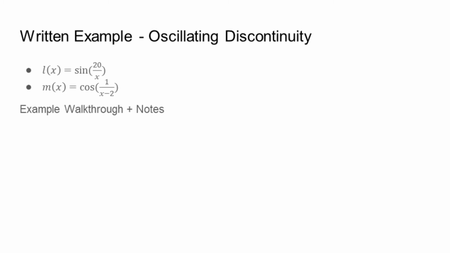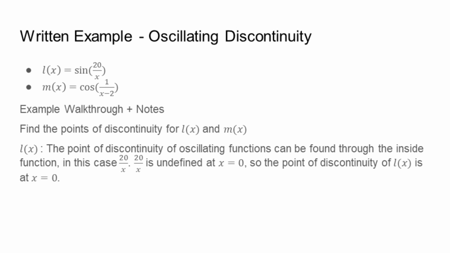Written example for oscillating discontinuities. So we have L of x and M of x. We're going to find the points of discontinuity for them. L of x. The point of discontinuity of oscillating functions can be found through the inside function, in this case 20/x. 20/x is undefined at x equals 0, so the point of discontinuity of L of x is at x equals 0.